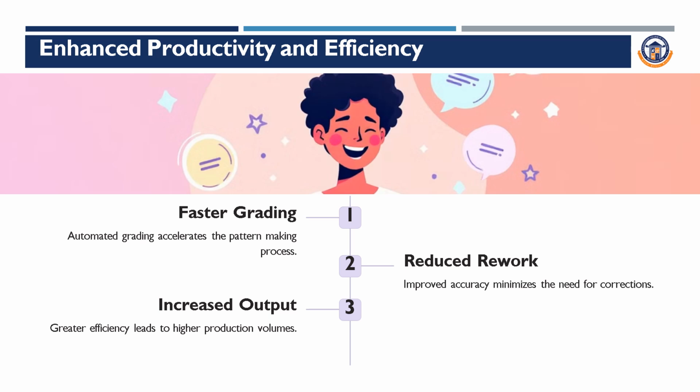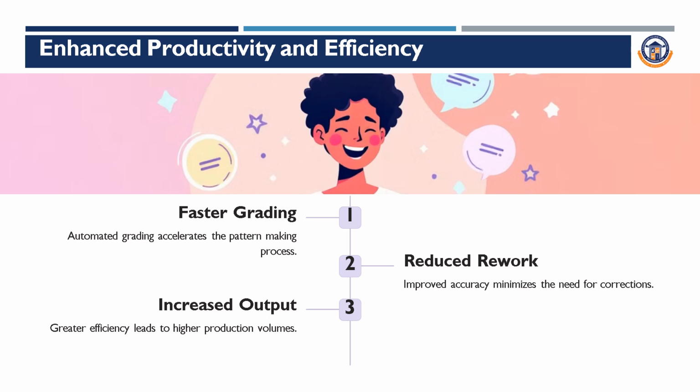Enhanced productivity and efficiency. Faster grading is achieved through automated grading, which accelerates the pattern making process. It reduces rework, because when we do it manually, we may not know how accurately we were increasing the size from one size to another, or from a higher size to a lower size. With software, it is very easy to do without any error. Hence it reduces rework.